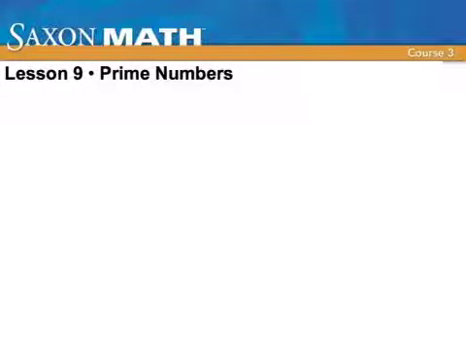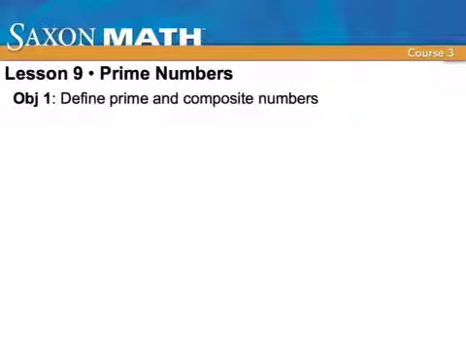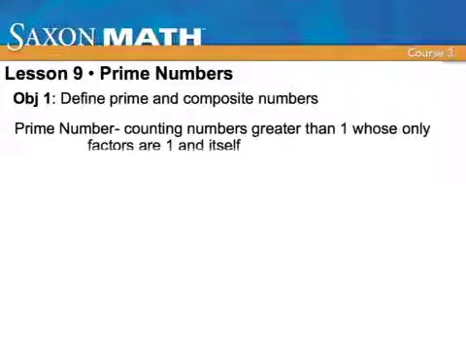Okay, this is lesson 9. We're talking about prime numbers today. So we're going to go on to our first objective, which is to define prime and composite numbers. Okay, two different types of numbers. First of all, prime numbers.